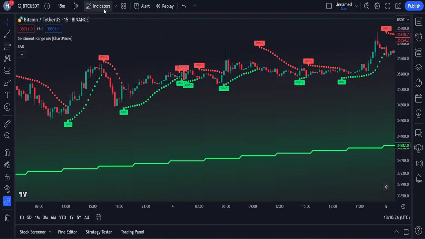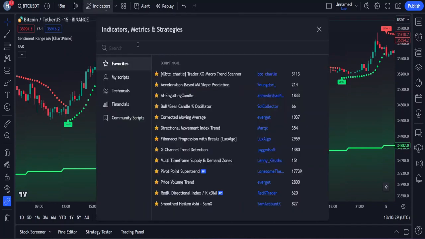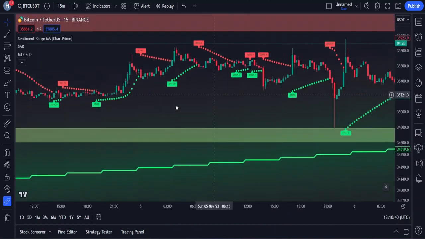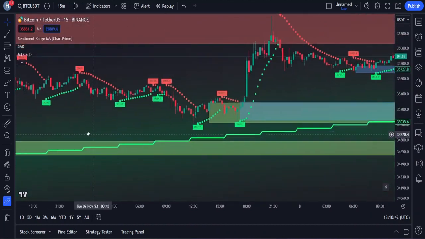That's why let's add a 3rd indicator to our setup. So we will again open the Indicators tab and search for multi-time frame supply and demand zones, and then click on this indicator created by Lenny Carew. This new supply and demand indicator was released a couple of weeks ago, and not many traders know about this yet.